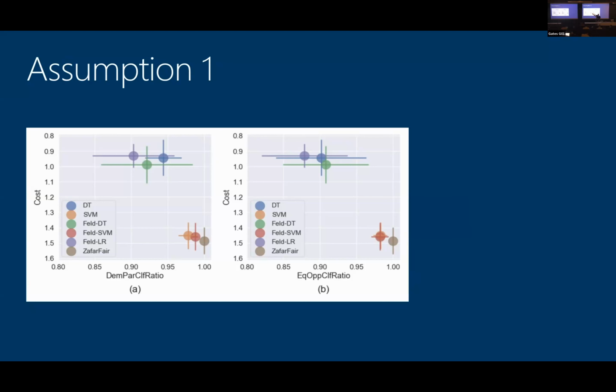I'm sticking within the classification framework for this, and it sure looks like among these clusters of algorithms there's a trade-off between efficiency and fairness. You can be up here in the efficient but less fair region, or you can move down here and be less efficient and fairer.